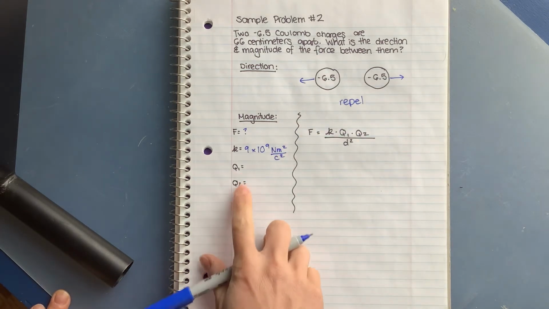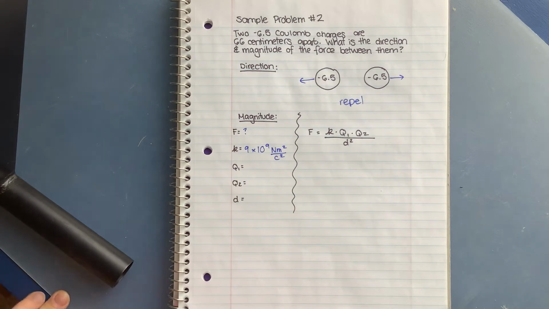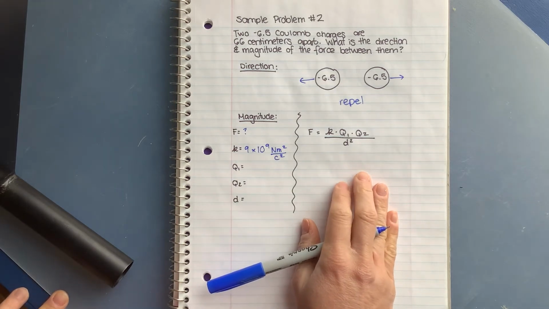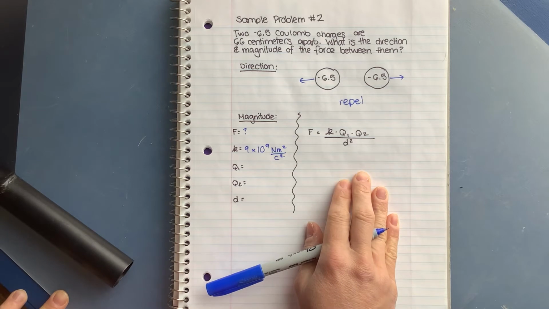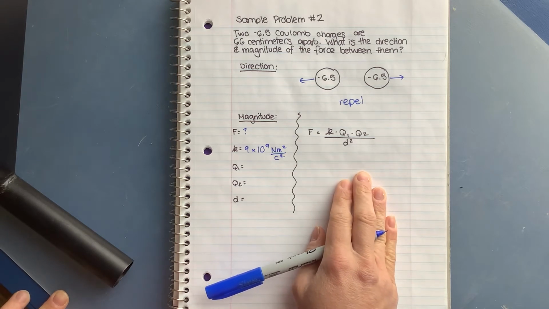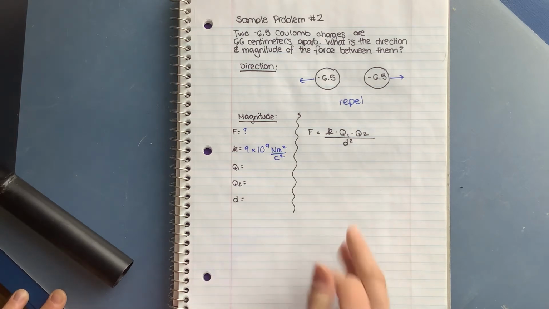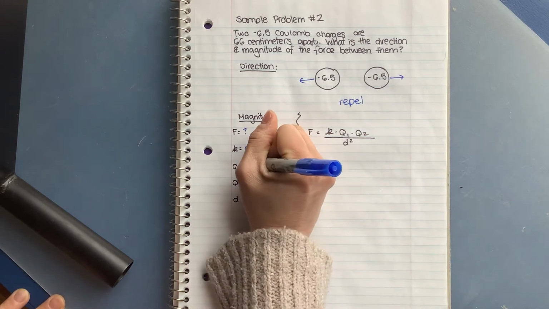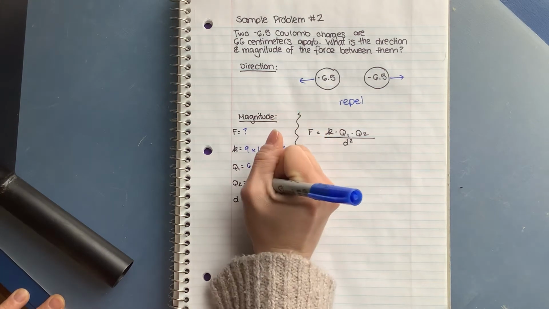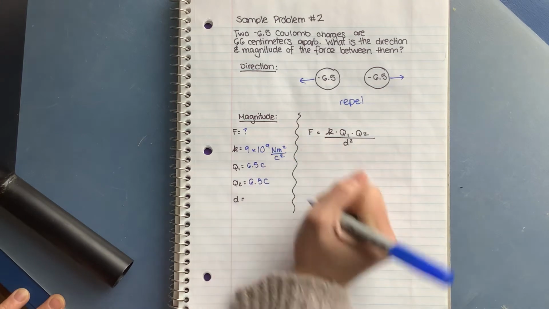In this case, our two charges are the same. You'll remember from class that in order for this equation to work, we just use the absolute value, or the positive version, of the charges. We don't really mess around with negative numbers in here, which is terrific. So 6.5 coulombs, 6.5 coulombs.